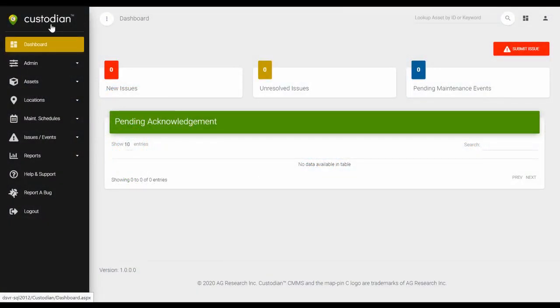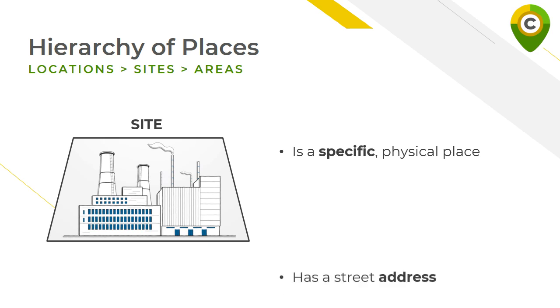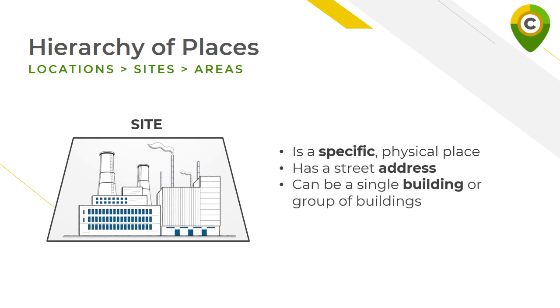To understand how facilities and places should be organized in Custodian, we'll start with sites. In the Custodian hierarchy of places, a site is a specific physical place with a street address. A site can be one single building or a group of buildings in close proximity.